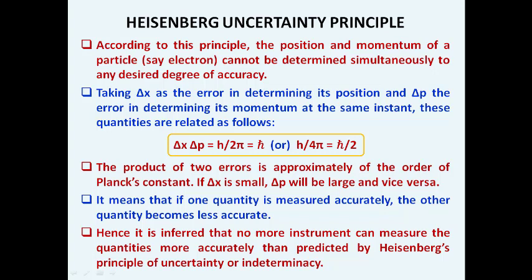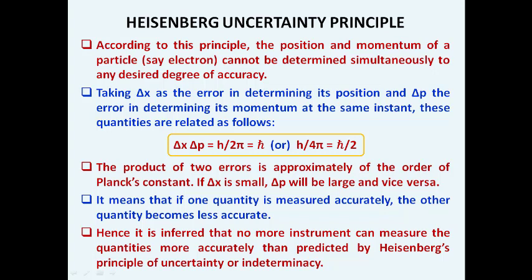And then you know about the error calculation. If delta x is the error in determining the position and delta p is the error in determination of momentum at the same instant, then the product of the error in position and the error in momentum will be equal to h by 2 pi, otherwise written as h cross, whereas the recent accurate measurement says h by 4 pi, or h cross by 2.